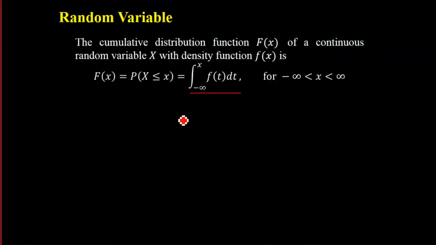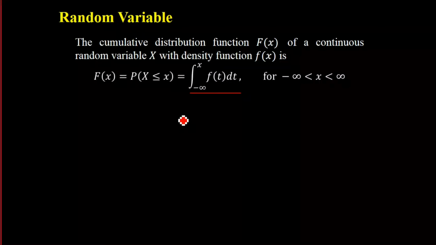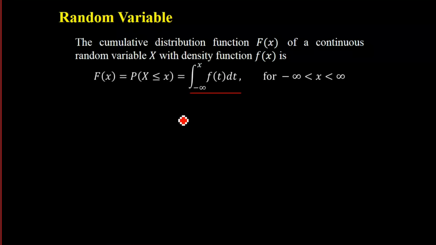Next concept, its cumulative distribution. This is how we have to find it. For discrete there we are adding, here we are taking integration, so that's why from minus infinity to x we are taking, because probability of capital X less than or equal to small x is a number. So from minus infinity to x, we are finding the integration of that.